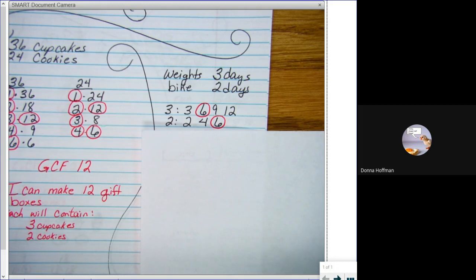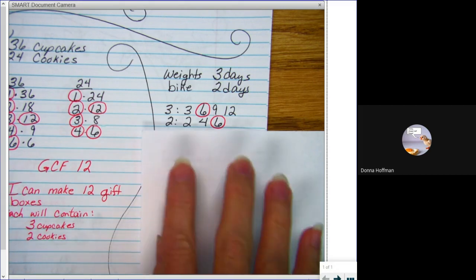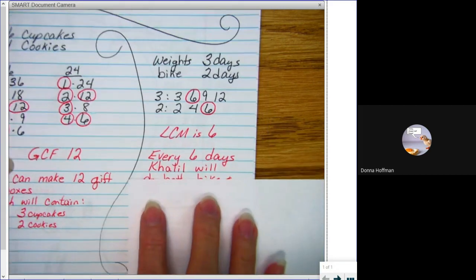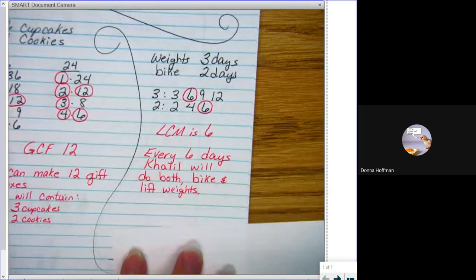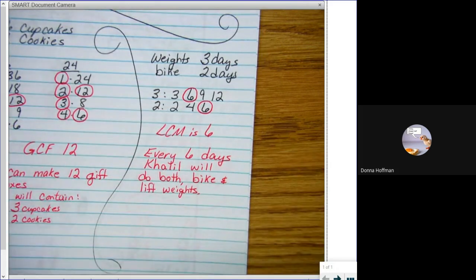And so that would mean like on day 12, you could skip count by 6s to find out which days in the future would he be doing both activities. And of course, the LCM was 6, and we said every 6 days, Khalil will do both bike ride and lift weights because we did want to answer the problem in a complete sentence.